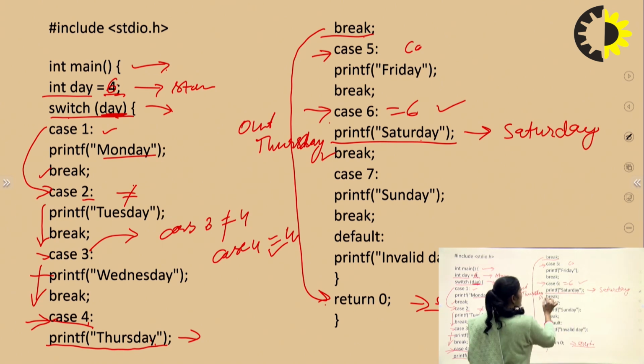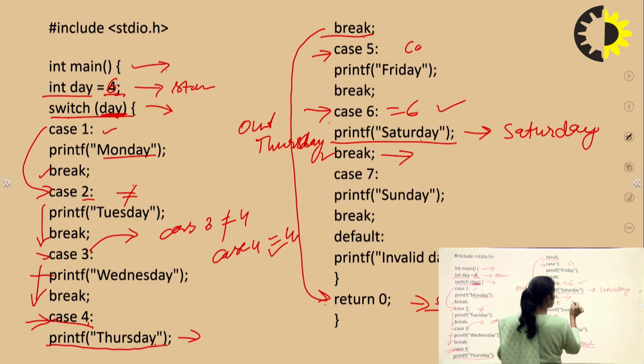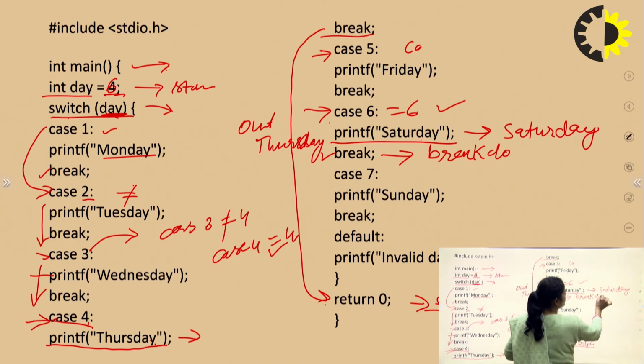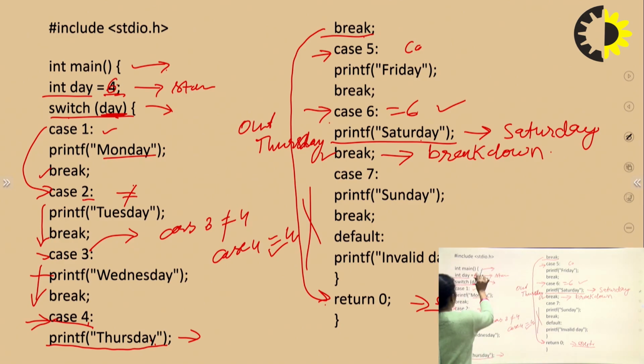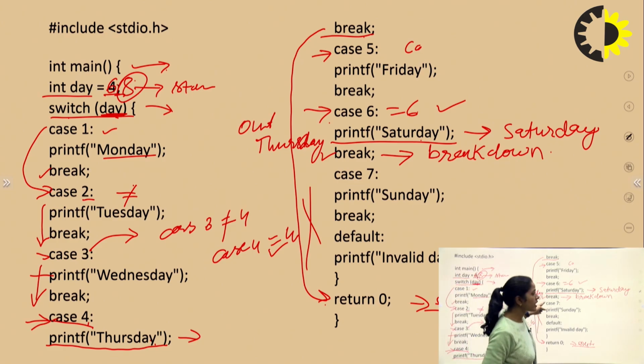And now we will use the break statement. What is the purpose of using this statement? It breaks the flow of the program. So here my program will break, right? And now exit. Let's say I am inputting 8 here, and 8 is not matching any of the given cases.